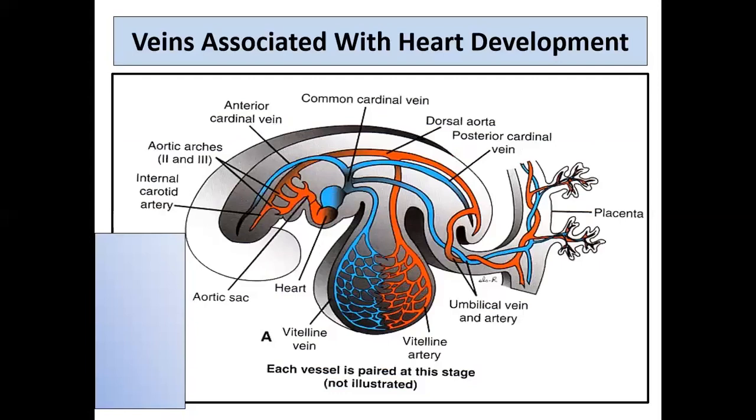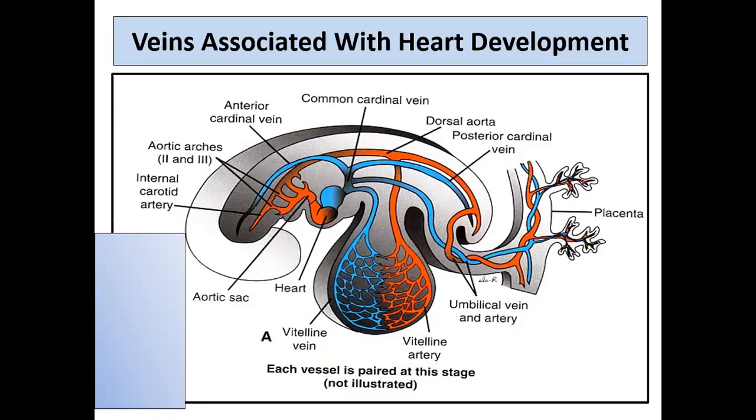So the veins associated with heart development: you can see the placenta, the blood supply in the placenta, and the venous drainage from the placenta. You can see the umbilical vein and artery there. You can see the posterior cardinal vein, the dorsal artery, a common cardinal vein, and the anterior cardinal vein.